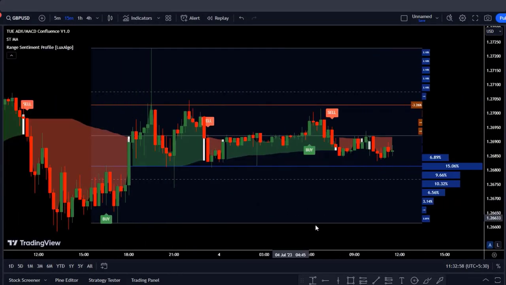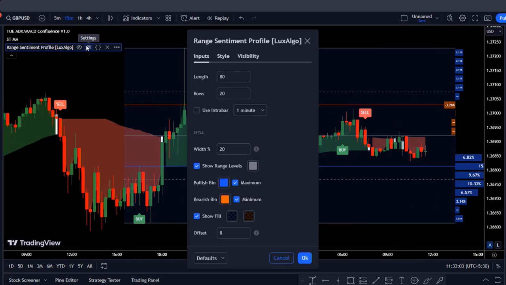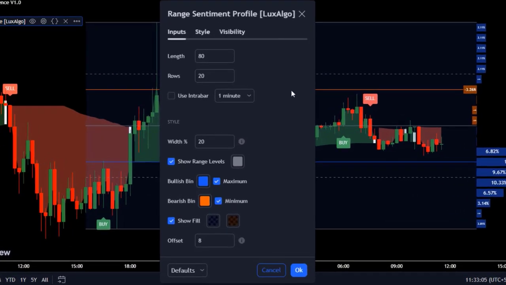Let's optimize the settings of this indicator. In the Settings tab, you'll find the length parameter as the first parameter. The length parameter determines the number of most recent bars used for calculating the indicator. Adjusting this parameter allows you to control the time period over which the indicator analyzes price data. By fine-tuning this parameter, we can customize the indicator's analysis to suit our trading style and preferences. To optimize our strategy, let's increase the length parameter to 100. This adjustment enhances our analysis of market sentiment by considering a larger number of recent bars.